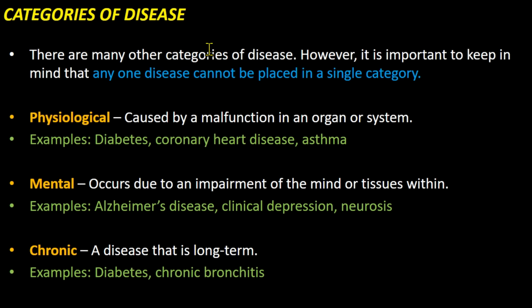So there are many categories of disease. However, it is important to keep in mind that any one disease cannot be placed in a single category. So for example, diabetes could be considered chronic because it is a long-term disease, but it also could be considered physiological because it is caused by a malfunction in an organ or system, in this case the pancreas. So physiological diseases also include coronary heart disease and asthma.